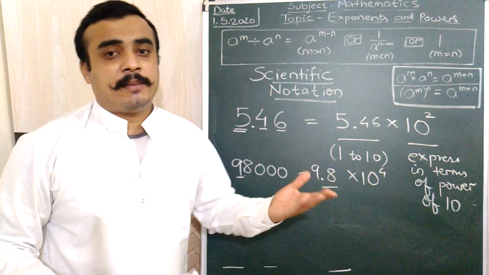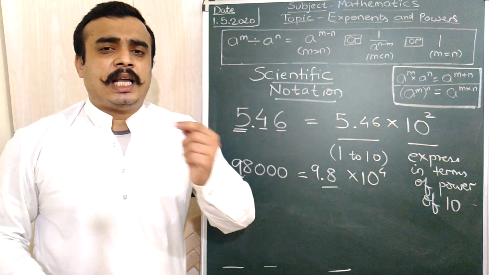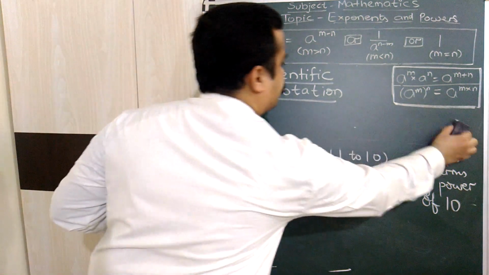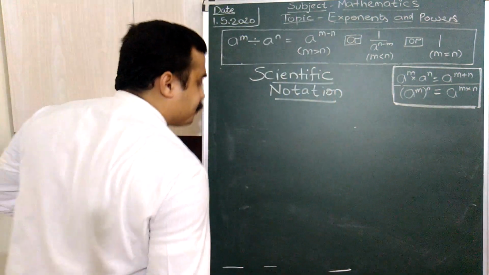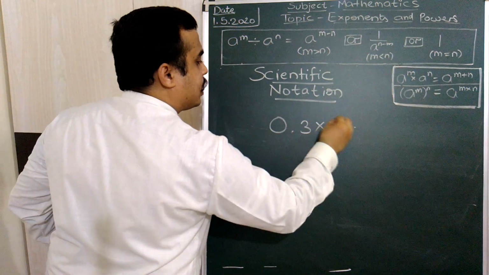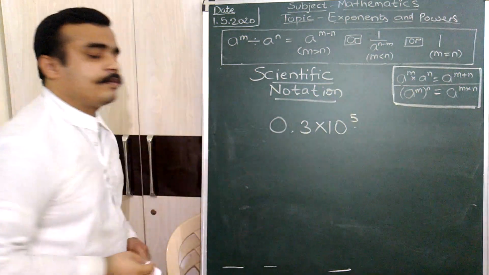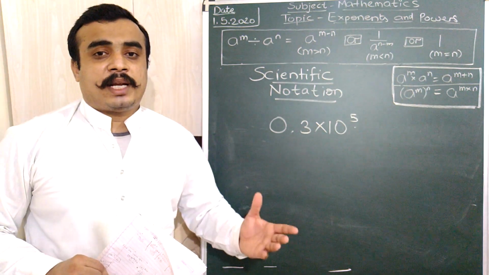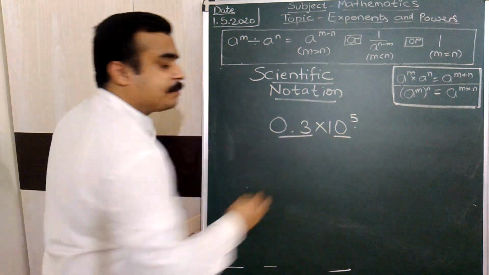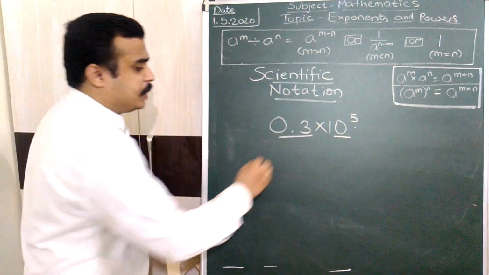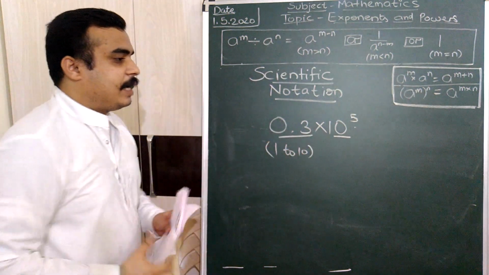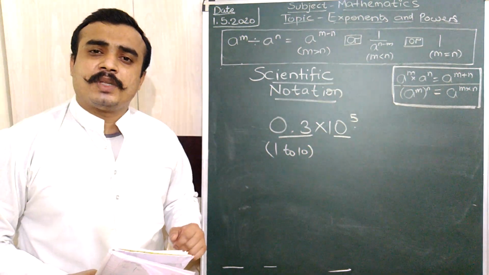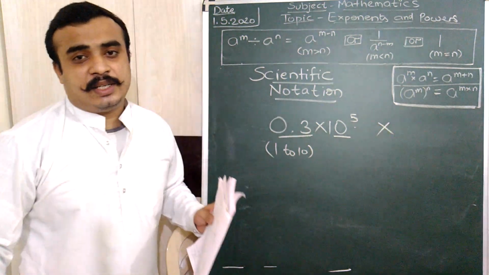We have expressed it in terms of power of 10. Okay. Now with the help of the following example, we will understand it more. Let's see what that is. Suppose we have 0.3 into 10 raised to the power 5. Is this a right scientific notation? So for that we have to apply the criteria. So here we have two parts. The first part must be between 1 to 10, and we know that 0.3 will not come between 1 and 10. That means it is less than 1. So it is not a scientific notation.